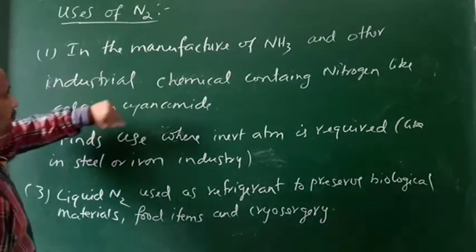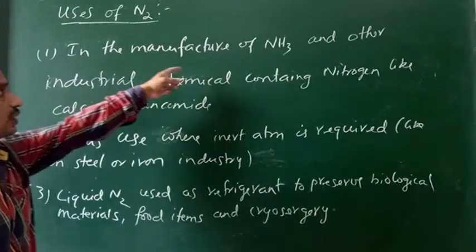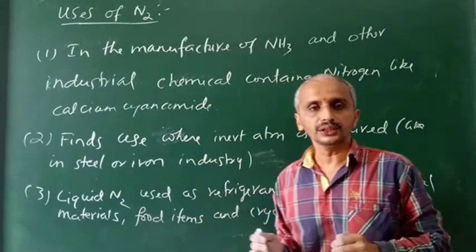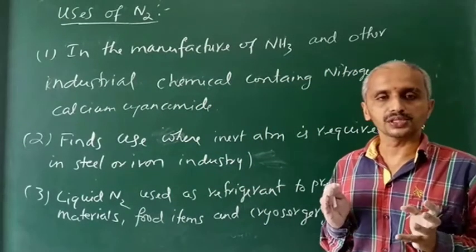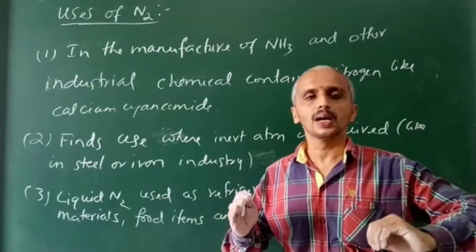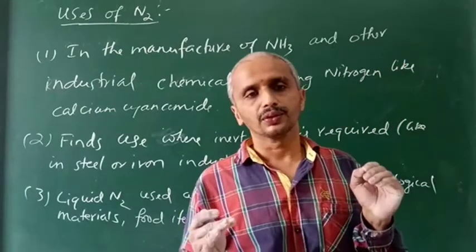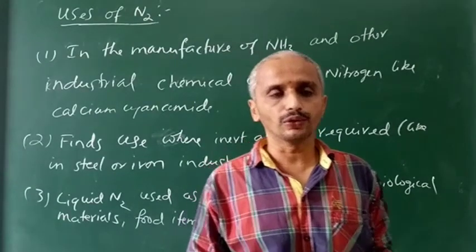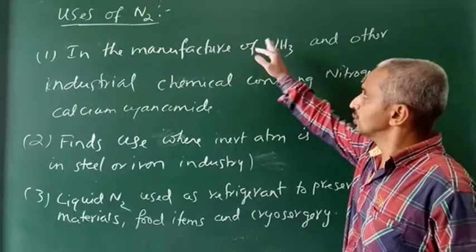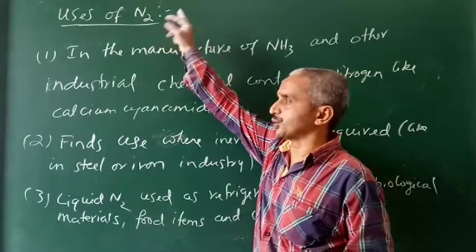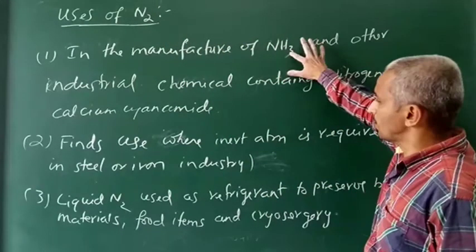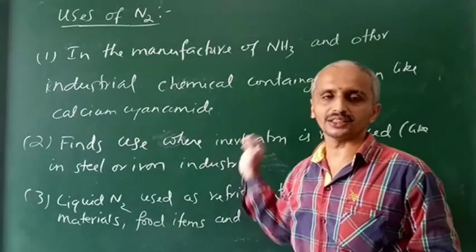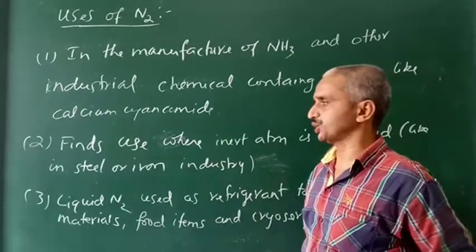Uses of dinitrogen. First one is used in the manufacture of ammonia. See, ammonia is the starting material for preparation of nitrogenous fertilizers like urea, ammonium sulfate, etc. So for ammonia preparation we are using dinitrogen. From that ammonia, we may go for calcium cyanamide, etc.